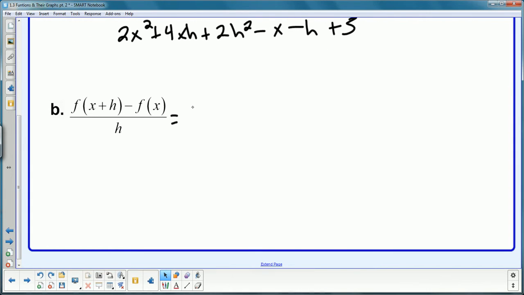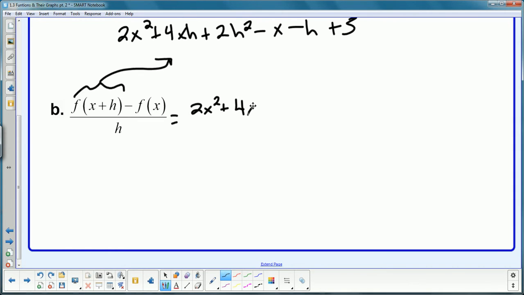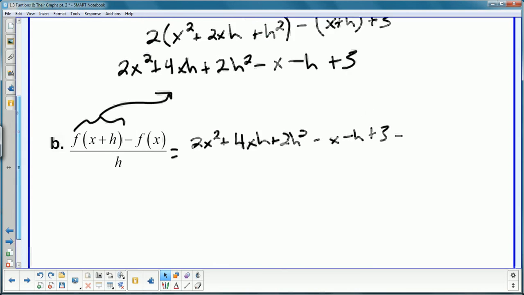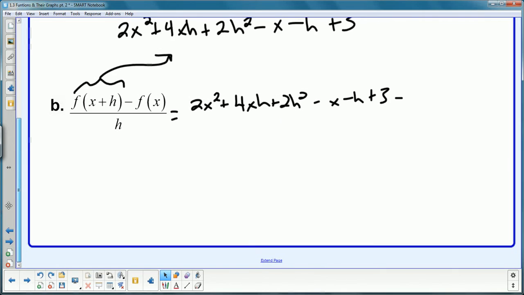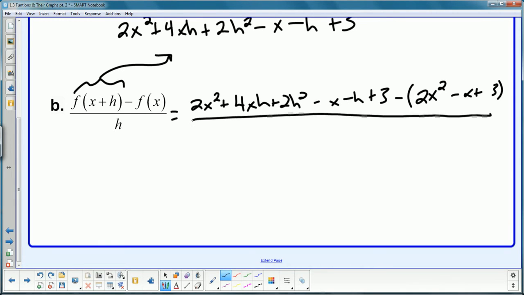Now when I do that, I'm going to bring this whole thing down. That was this piece right here. So I'm just going to rewrite that. 2x squared plus 4xh plus 2h squared minus x minus h plus 3. And then minusing my original f of x function. So I'm going to have 2x squared minus x plus 3 all in parentheses, because remember we're subtracting the whole thing. So what was that? 2x squared minus x plus 3, all in parentheses, and all over h.